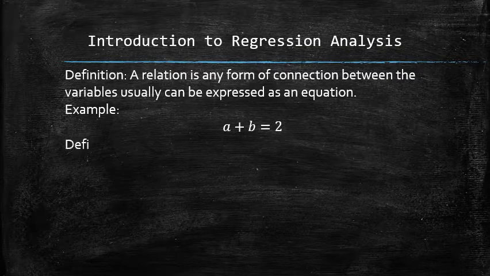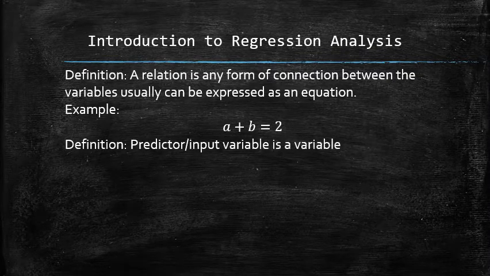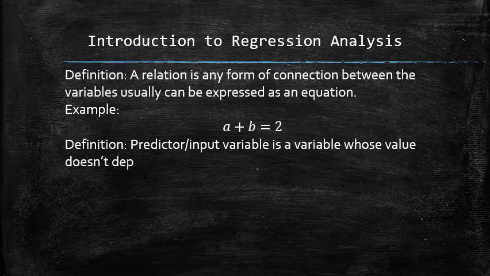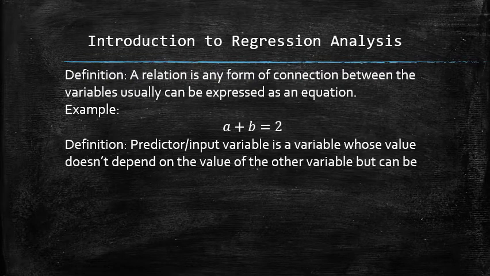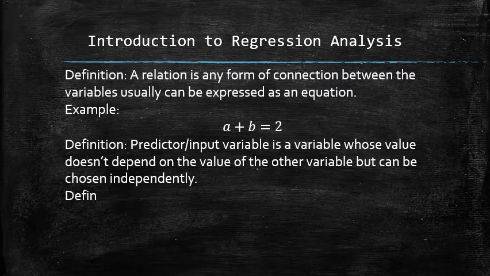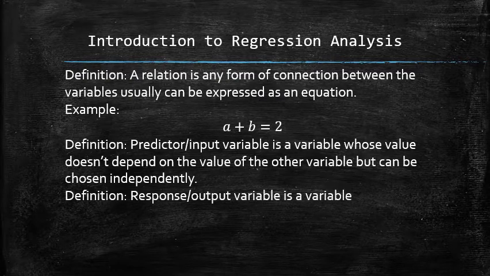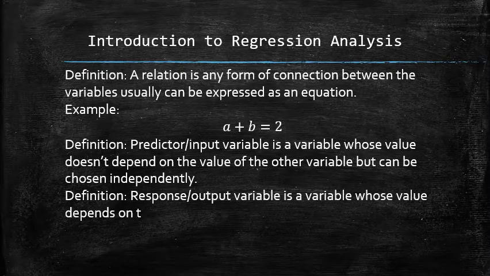b. We call a variable an input variable or predictor if its value doesn't depend on the value of the other variable, but can be chosen independently. We call a variable an output variable or response variable if its value depends on the value of the other variable and can be computed by using a formula.